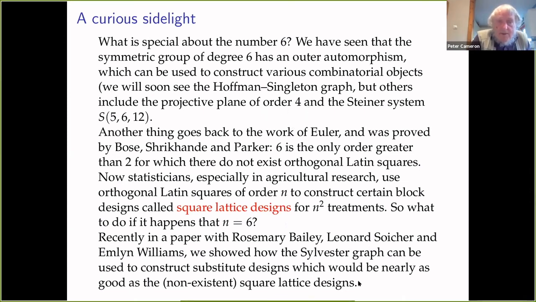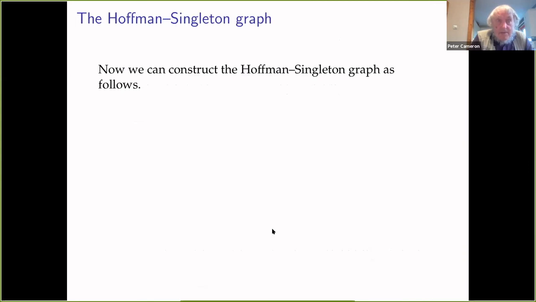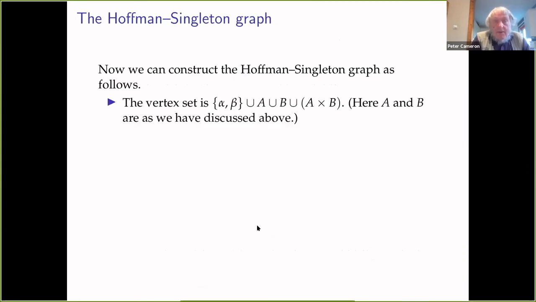And so this is Emlyn Williams. You can construct graphs which are almost as good as the non-existent square lattice designs. Anyway, the Hoffman-Singleton graph, here it is. This is how you build it. You take 2 symbols alpha and beta, and the set A and the set B and the set A cross B. These are the things that we had in the discussion above.